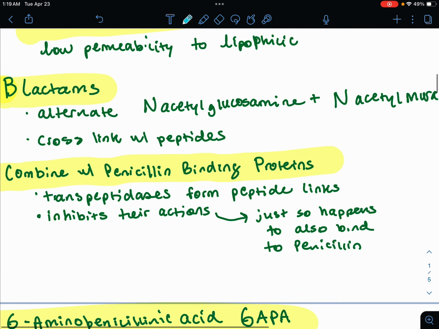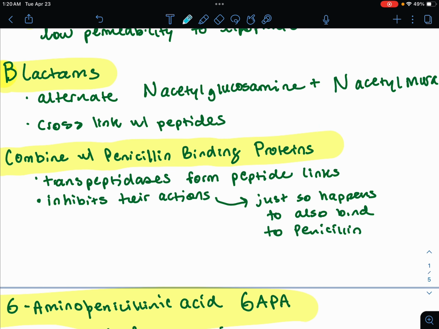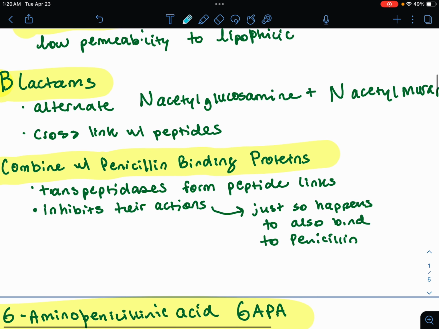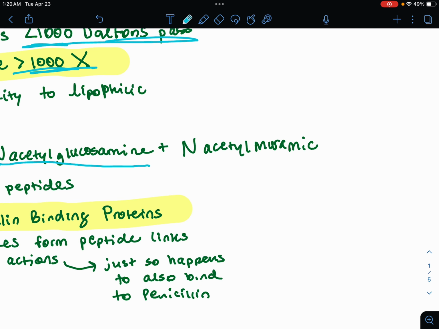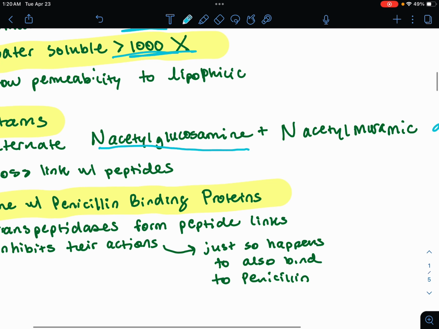Let's talk about some antimicrobial agents. This is going to be the beta-lactams. We actually looked at these last semester in the Gen Micro notes. So beta-lactams will inhibit peptidoglycan synthesis. And the peptidoglycan, its structure, remember we have these alternating chains of N-acetylglucosamine and N-acetylmuramic acid. These are the two alternating chains.